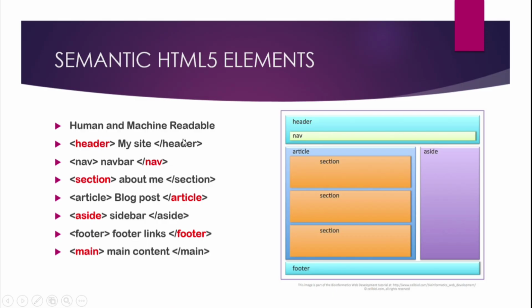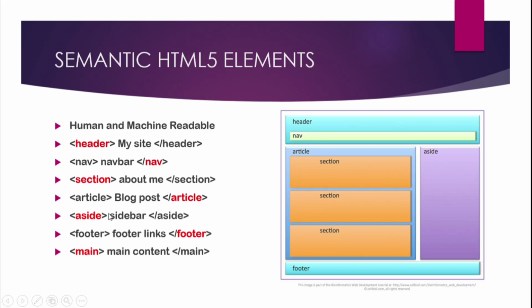Header. Here I'm using my site as the name. Then we have the nav. Nav is nothing but the nav bar that we have at the top. Then we have the section. In the website we have each and every section, right? The about me section, then we have my education section, then we have my work section. So that is done by using the section tag.